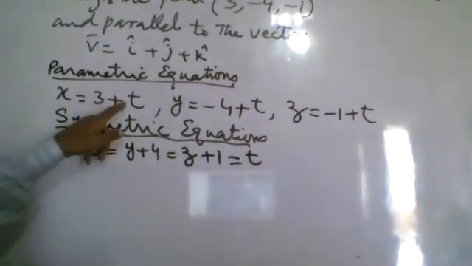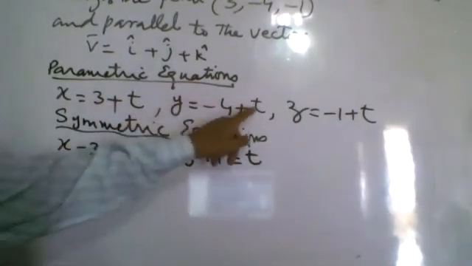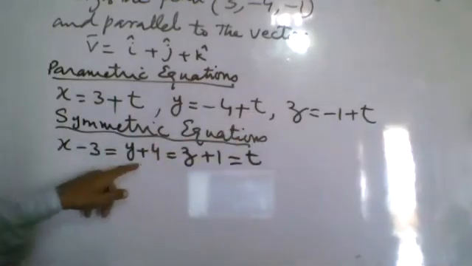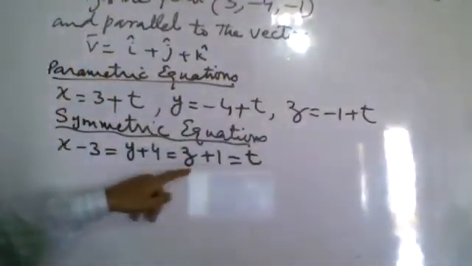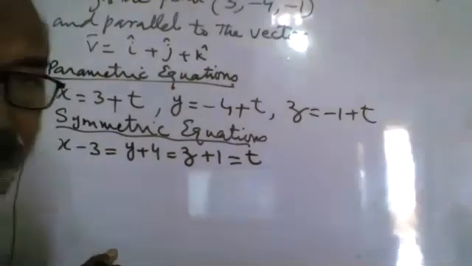If there are some numbers with t, you have to divide by them over there. If there is some number with t, you have to divide by this one. These are the symmetric equations.